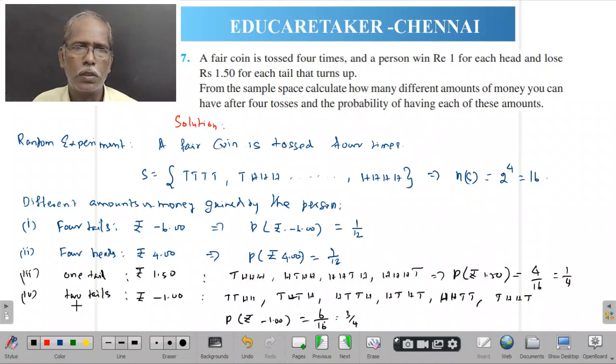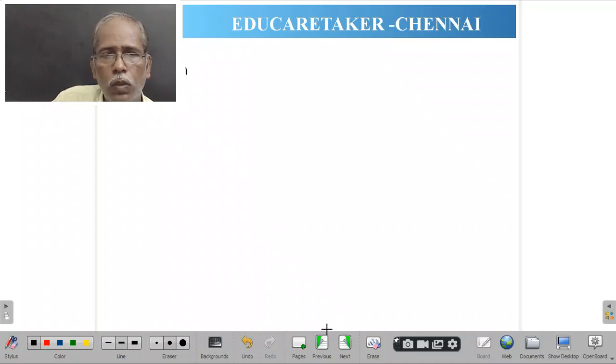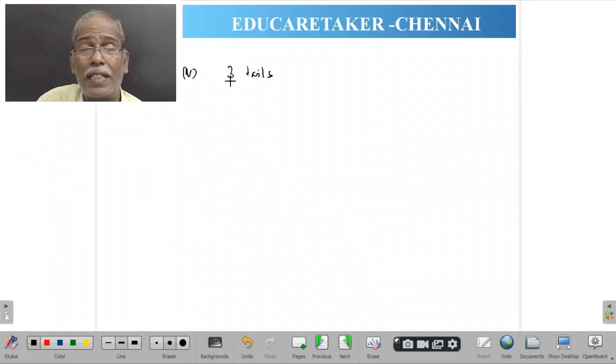So 4 tails, no tails or 4 heads, 1 tail and 2 tails, and we can discuss one more thing: 3 tails. 3 tails means 1 head. This is the fifth one, 3 tails. It is understood that 3 tails means 1 head, 3 tails and 1 head.